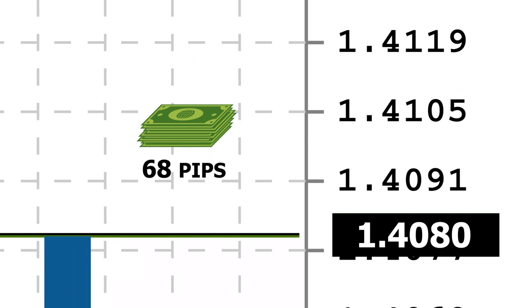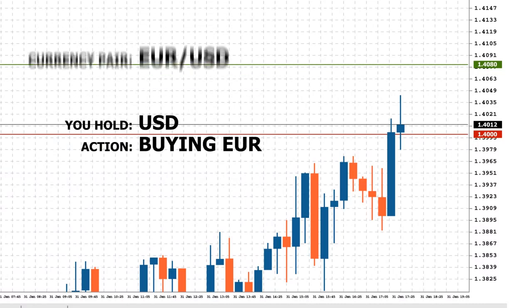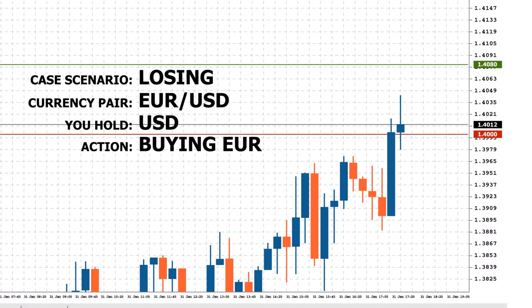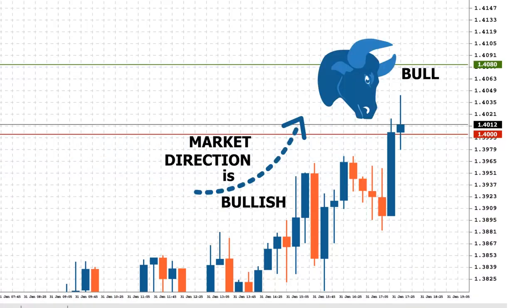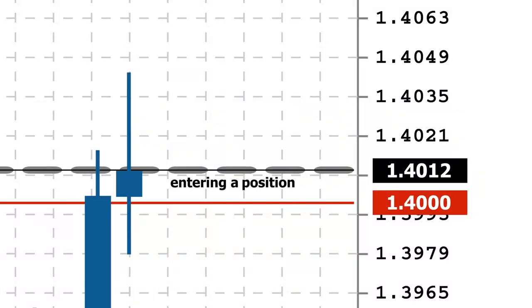Congratulations! But what happens if you lose? Let's visit another scenario where we experience a losing trade. The price is 1.4012 and you are a bull because you think it will continue going up. So you enter a position. Because you buy, you have opened a long position.